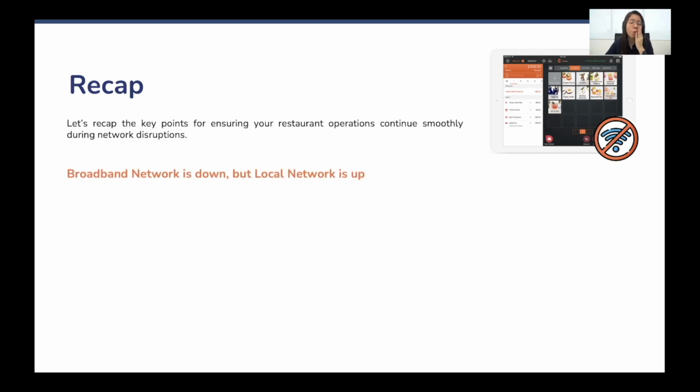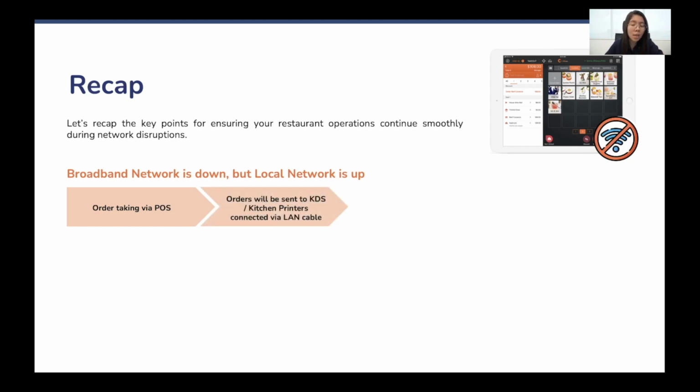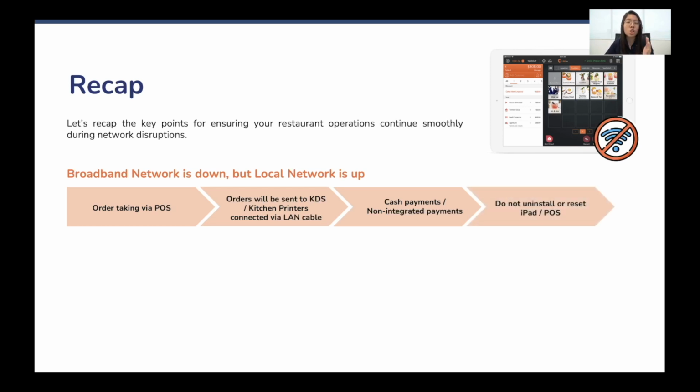If you observe that your broadband network is down, but the local area network is still operational, you can proceed with order taking on either the primary POS or the secondary POS. Subsequently, the orders will be sent to your KDS or kitchen printers connected via LAN cable. When customers wish to make payments, note that only cash payments or non-integrated payments can be accepted as demonstrated earlier. Lastly, remember do not uninstall or reset the iPad and POS during the offline period to ensure data synchronization when the POS is back online.